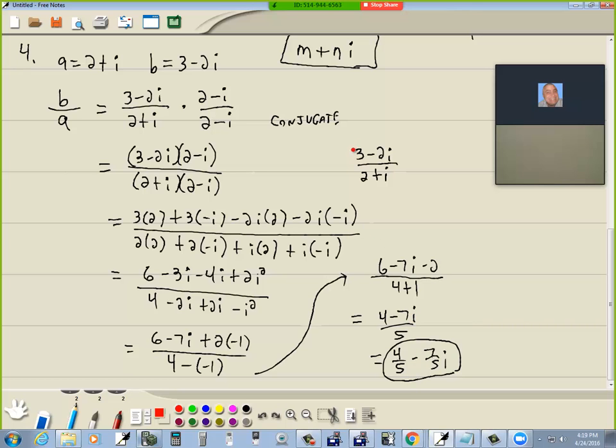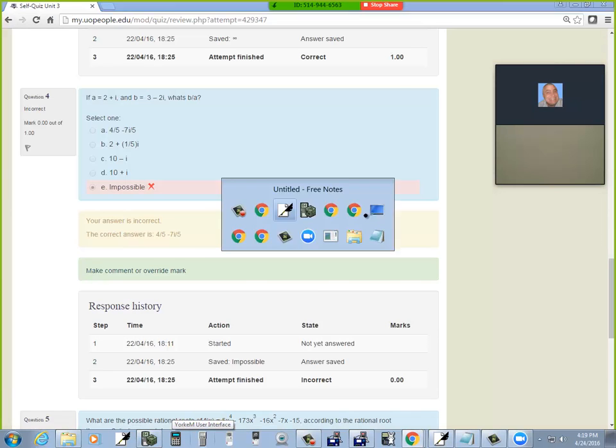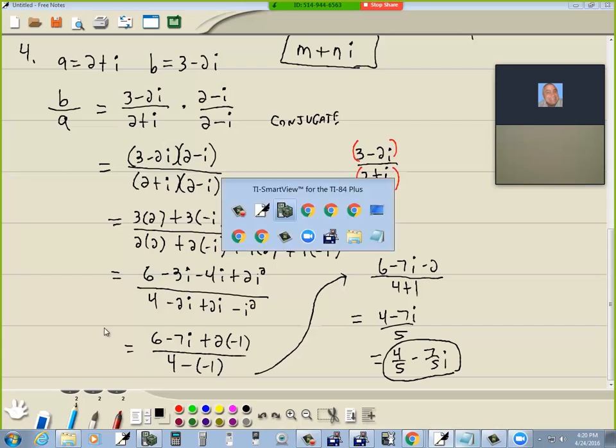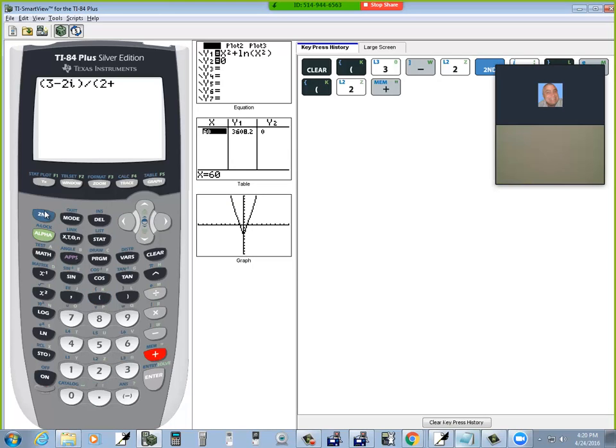Now to put this in the calculator, sometimes it works, sometimes it doesn't. We'll put parentheses around the top and parentheses around the bottom. Other than that, we enter it exactly as you see it. So I'll do beginning parentheses, 3 minus 2i. And remember, i is second decimal. Closing parentheses divided by beginning parentheses, 2 plus i. So I typed it in exactly as I saw it, just putting parentheses around the numerator and the denominator.